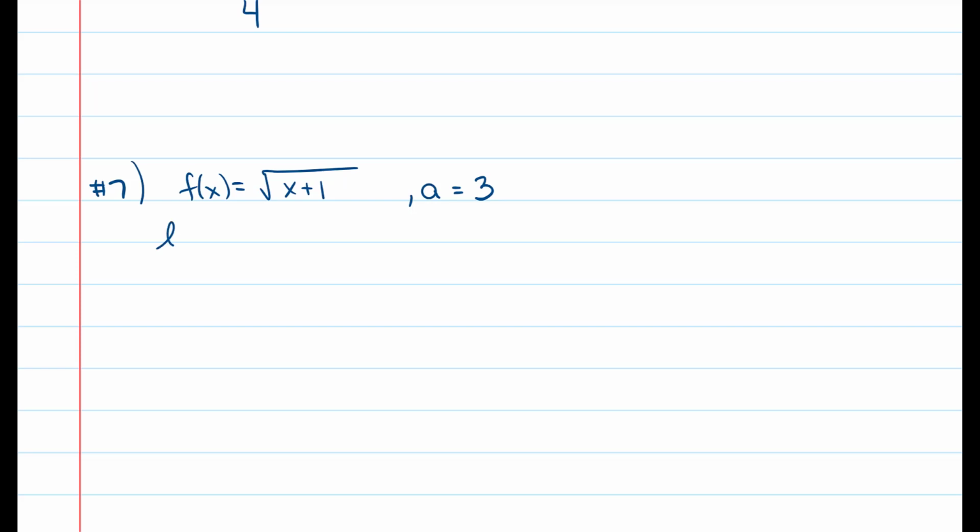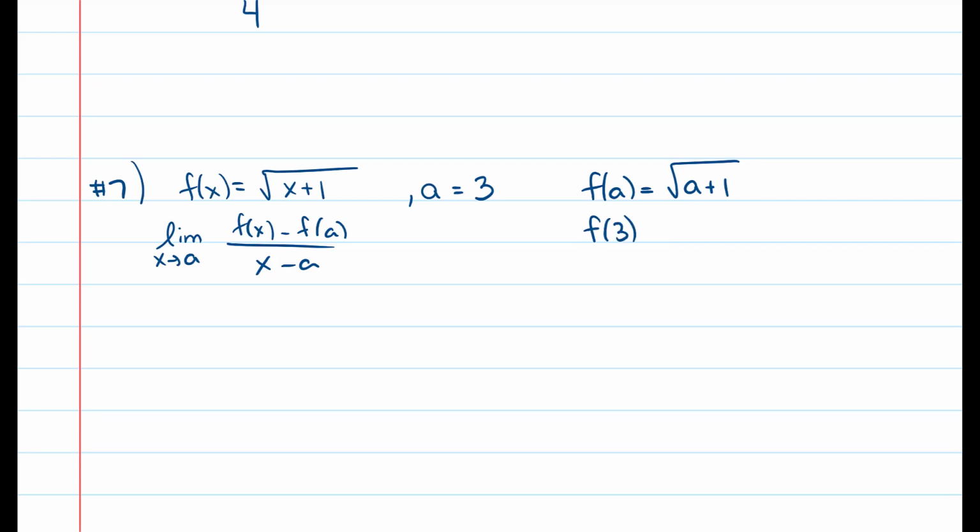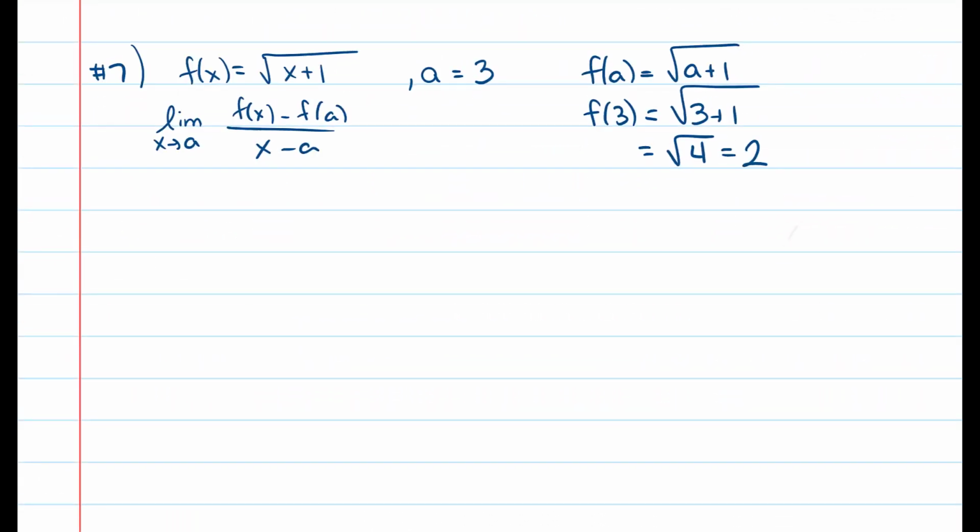So I want to use the limit as x approaches a of f of x minus f of a over x minus a. So right away I know that I'm going to need f of a, which is equal to the square root of a plus 1. So then f of 3 is going to be the square root of 3 plus 1, which is the square root of 4, which is 2. So right now I want you to try to solve this on your own and see if you can do it. Alright, let's try it out.